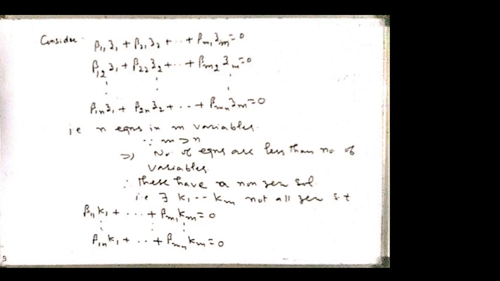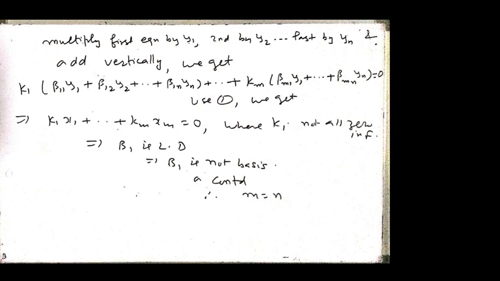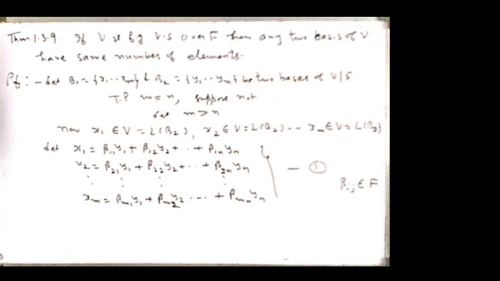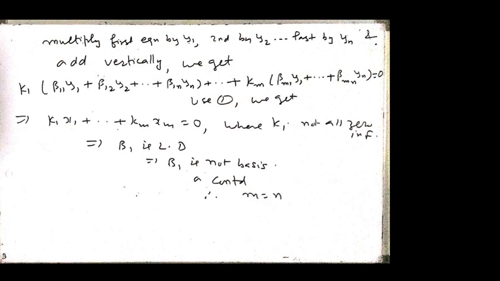Similarly the second equation by y2 and so on, the last equation by yn, and adding vertically I get k1 into beta 1 1 y1 plus beta 1 2 y2 and so on beta 1 n yn, plus and so on, km into beta m1 y1 plus and so on beta mn yn equals 0. Now use equation 1. In equation 1 the coefficient of k1 is x1. Clearly, let us see set 1: this x1 is beta 1 1 y1 plus beta 1 2 y2 and so on beta 1 n yn. So the coefficient of k1 becomes x1. Similarly the coefficient of km becomes xm.